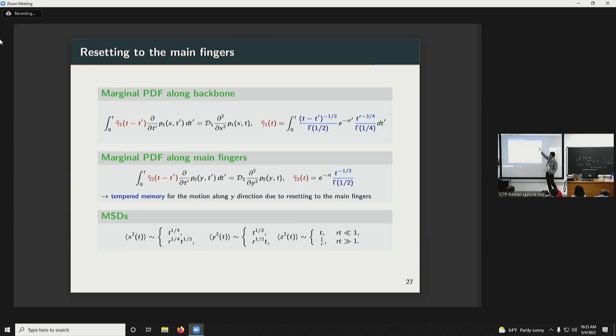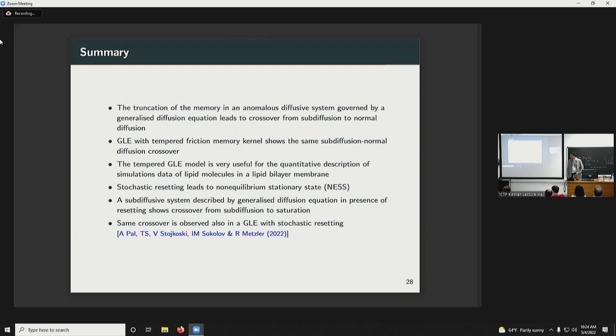But if we reset the particle from the additional fingers to the main fingers, the situation is a bit more complicated. Again, we can find the solution by this generalized diffusion equation, but here the memory kernel is a convolution of memory and resetting. Because of this, we have a transition from one anomalous diffusive behavior to another, or from anomalous diffusion to normal diffusion, and along that direction we have a simple Brownian motion with resetting, which means a transition to the stationary state. So with this presentation, I tried to give two examples of processes where we have exponential truncation of the memory, or resetting of the memory. In one case, we have a transition from anomalous diffusion to normal diffusion. In the other, from anomalous diffusion we get a stationary state.